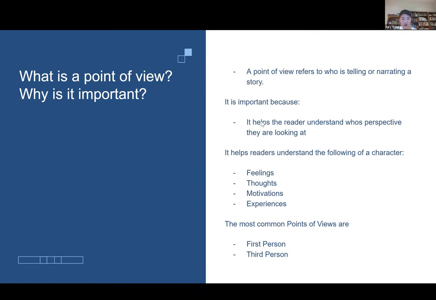All right. So then as we continue, it is important. So now you may ask, why are points of view important? Because we've explained points of view to you. Now you may think, yeah, okay, and how do they help us?